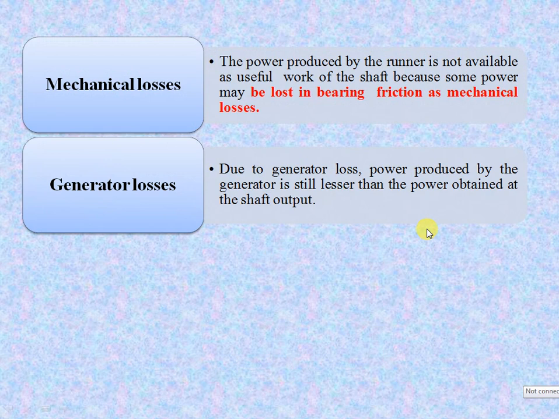The next loss is mechanical loss. As per the name, the mechanical loss is the loss that takes place in bearing friction, and the power produced by the runner is not available as useful work at the shaft because some power may be lost in bearing friction as a mechanical loss. Generator loss is related to electrical engineering. Due to generator loss, the power produced by the generator is still lesser than the power obtained at the turbine output shaft.